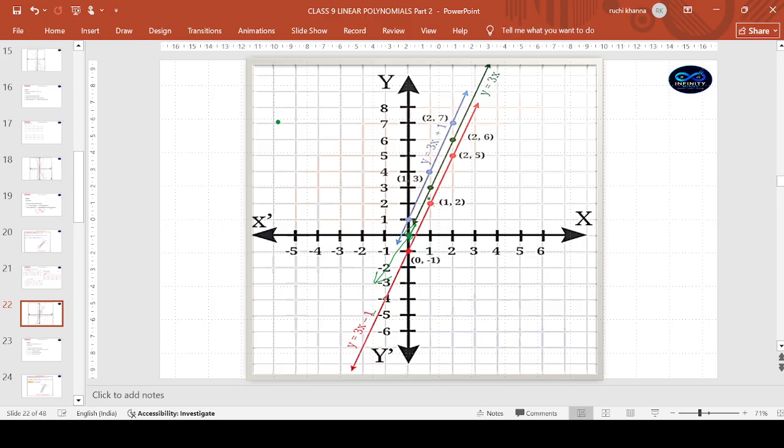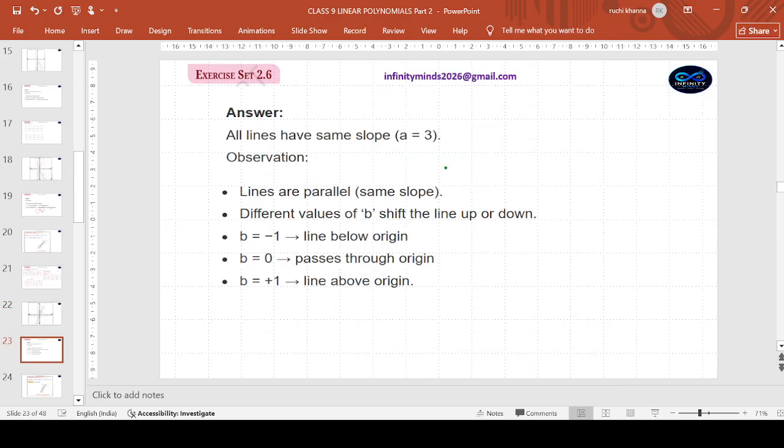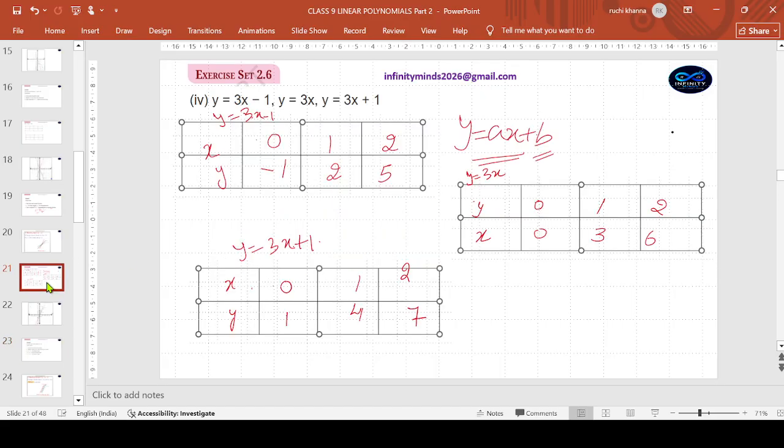We are observing they are parallel. Is it always going to be so? Y-intercept lines, are they always parallel? Let's see. And if they are parallel, why are they parallel? With what logic are they parallel? Okay, can you think of it? All lines have the same slope. Okay, that's one of the observations. Lines are parallel, same slope. Okay, just see.